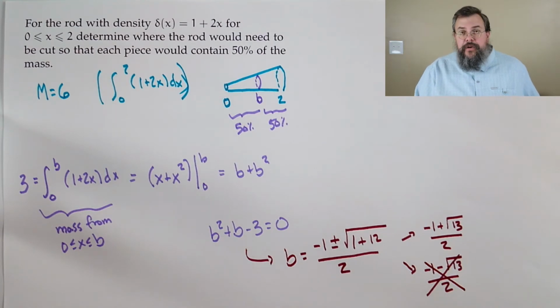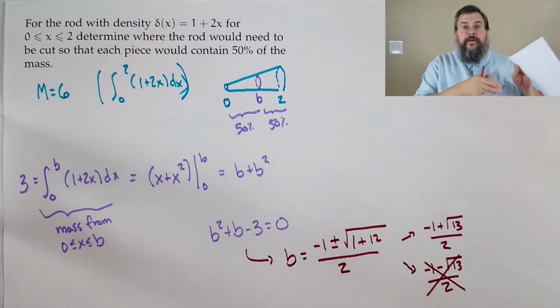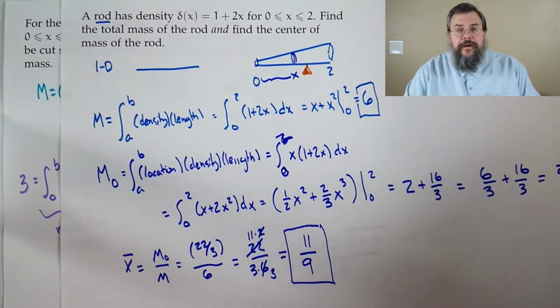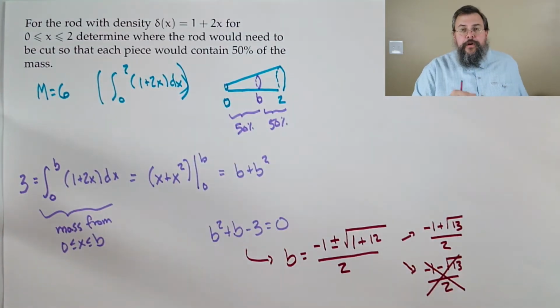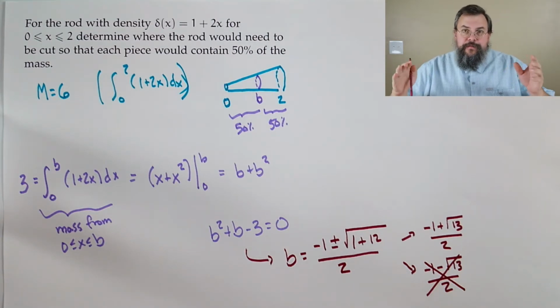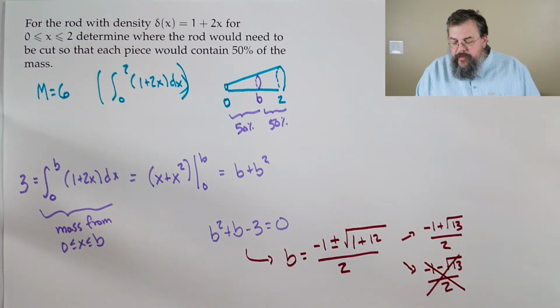If you go back to the previous problem and ask, where's the center of mass? We'll just pull it up really quickly. We said, look, 11/9. What a nice number, and it was very pleasant. And here, when we asked, where's that 50% cutoff mark? Well, it's negative 1 plus the square root of 13 over 2. What? So, you might ask, is it reasonable?